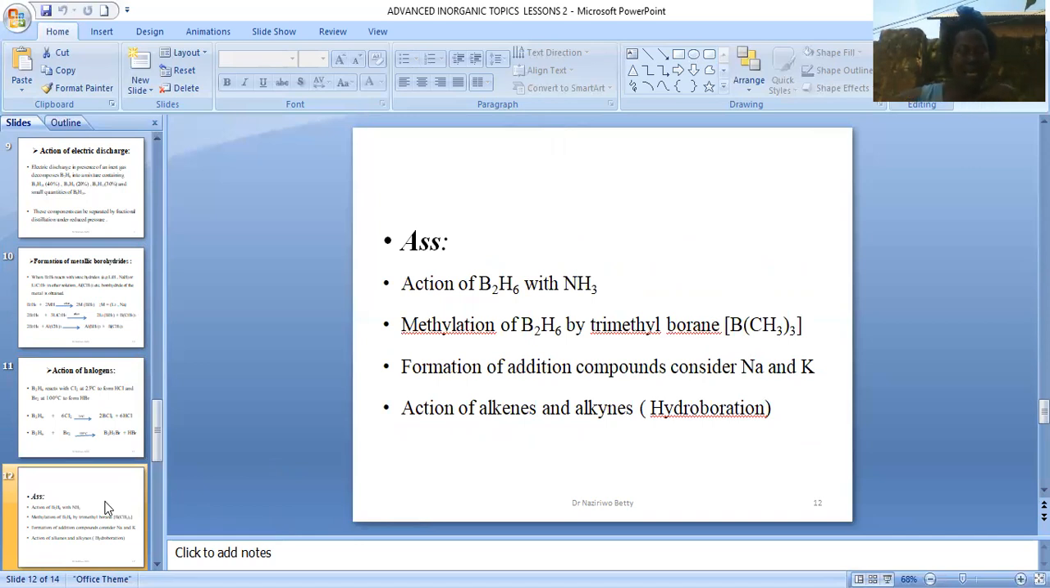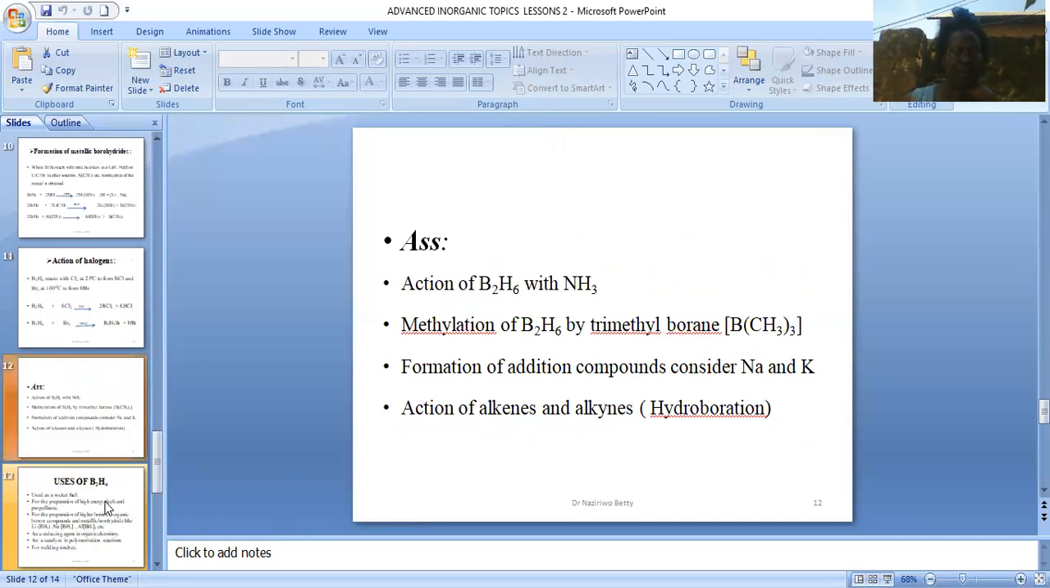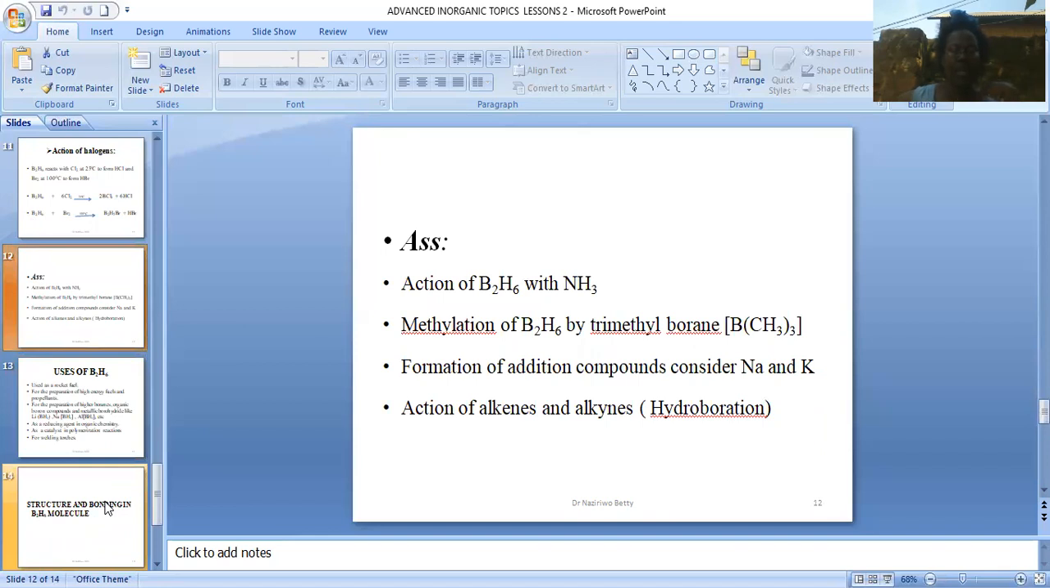An assignment I can leave you with: look at how diborane reacts with ammonia. Also look at the methylation of diborane, and the formation of addition compounds. Consider sodium and potassium. You can also look at the action of alkenes and alkynes, the process known as hydroboration.